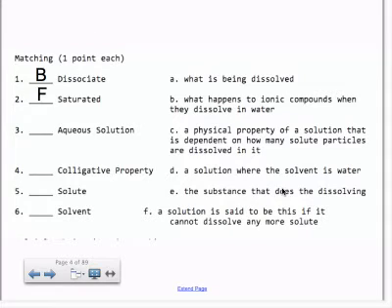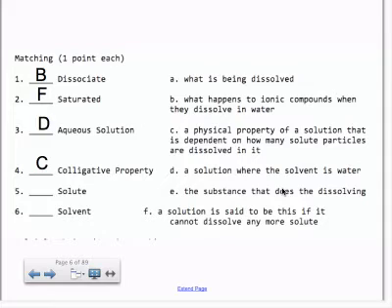Saturated is what we call a solution that cannot dissolve any more solute. It has reached the maximum amount of solute that can be contained at a particular temperature, pressure, and volume of solvent. An aqueous solution is a solution where the solvent is water. So any solution where water is the solvent is called an aqueous solution.